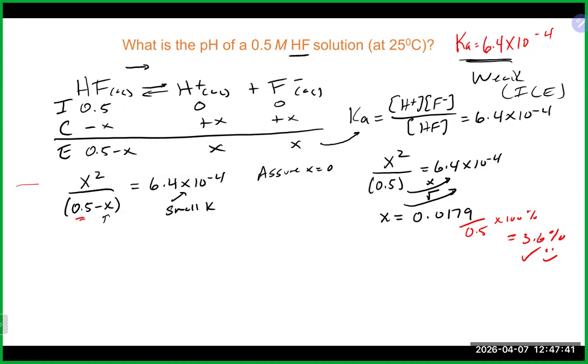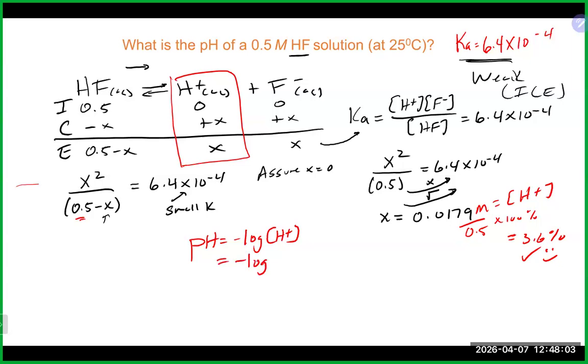So because that check is okay, we can see from our table that the X does equal the H plus concentration. So basically, this is going to equal our H plus concentration. And that's really what we're interested in here since we're looking for the pH. So the pH will then be minus the log of the H plus. And that's going to be minus the log of 0.0179. So 1.75 pH in this case.